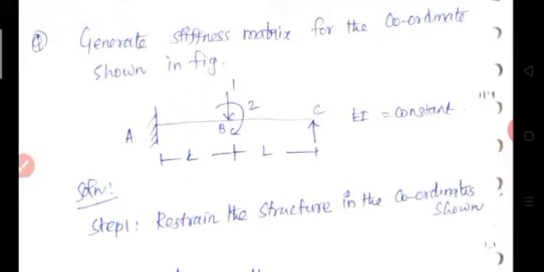The first and foremost thing to develop the stiffness matrix is, we need to determine the order of the matrix. The order of the matrix is equal to the number of coordinates chosen. So, in this case there are two coordinates, so the order of the matrix is equal to 2. The stiffness matrix is a 2 by 2 square matrix.